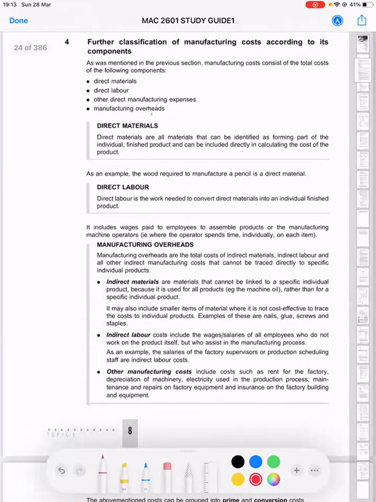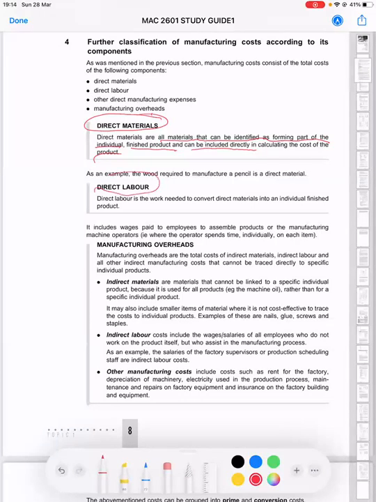Now, my interest here could be direct material. If I ask you what is direct material, it is all materials that can be identified as forming part of the individual finished product and can be included directly in calculating the cost of the product. I gave you a good example of direct material. In the case of a desk, that wood there that you can touch and feel, those frames there that you can touch and feel, they are referred to as direct material. A direct material is that material that forms the major part of the product. It can be touched and felt.